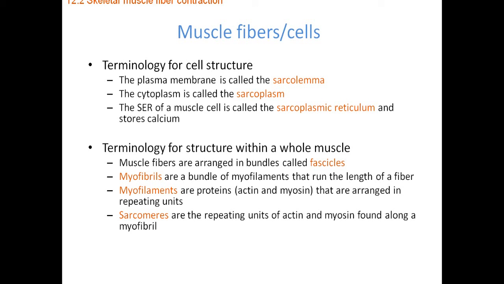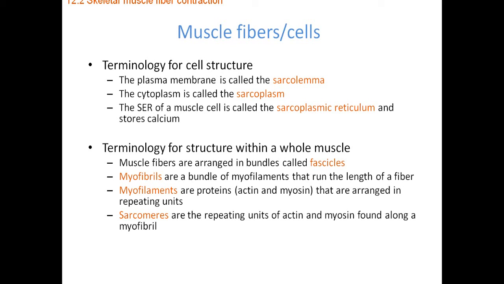Okay, so the next thing we need to talk about are the actual muscle fibers and how they're going to work. So there's lots of new vocabulary that we have to talk about. So the first one is sarcolemma. Okay, so anytime sarco is in here, sarco refers to muscle. So the sarcolemma is just the plasma membrane around a muscle cell. Okay, the sarcoplasm is the cytoplasm in a muscle cell.